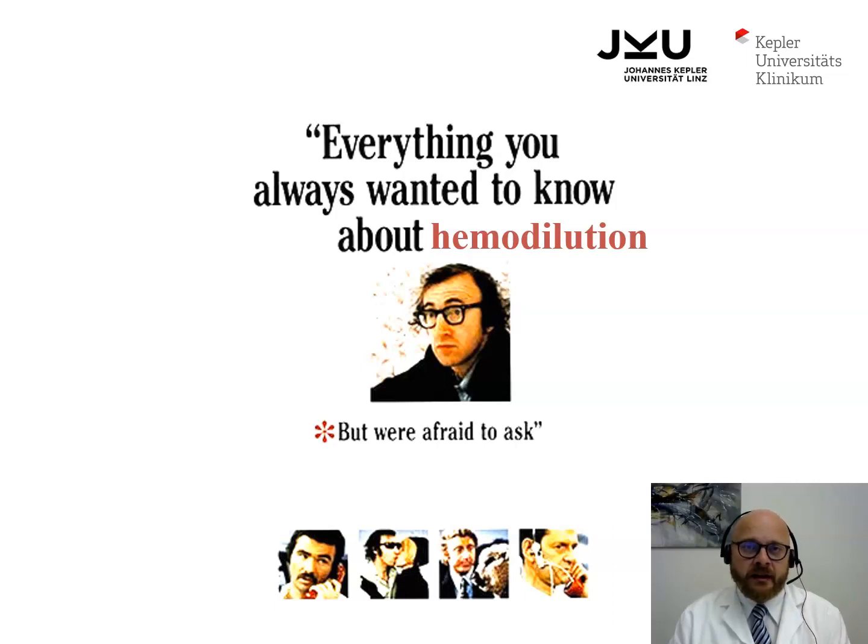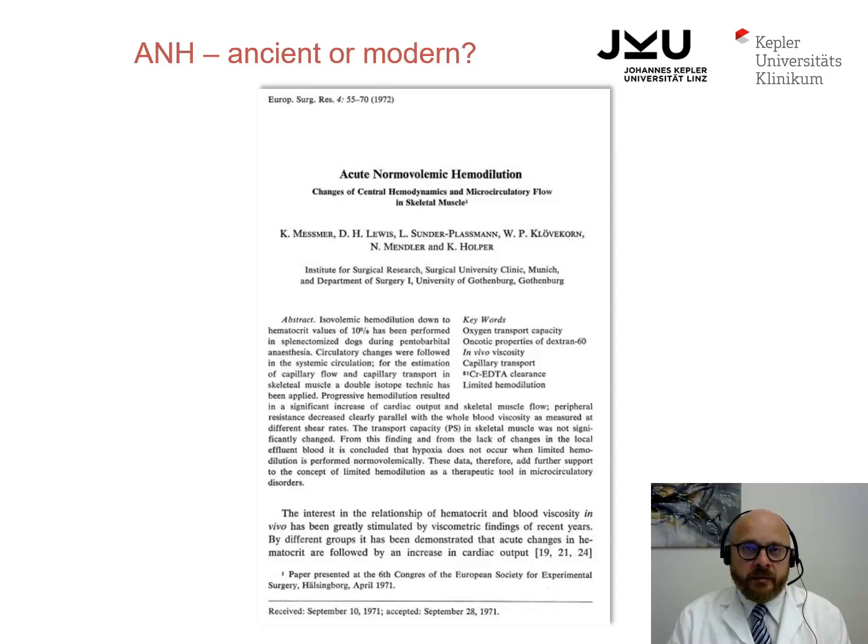However, if you take a look at the literature at all, you can see that the first publication you can find in PubMed was in the year 1972 by the team of Konrad Messmer. Konrad Messmer was an experimental surgeon who tried dilution experiments in laboratory animals, and he set the baseline for all upcoming investigations about acute normovolemic hemodilution. His main goal was to describe the central hemodynamics and the microcirculatory flow in the skeletal muscle. So you can see that the first publication about acute normovolemic hemodilution is now nearly 50 years old.